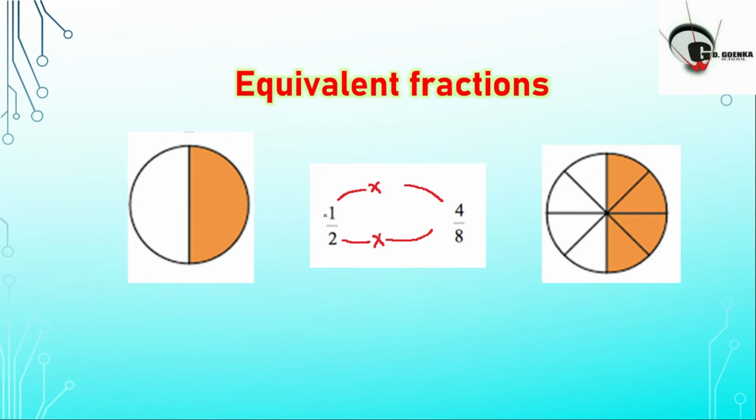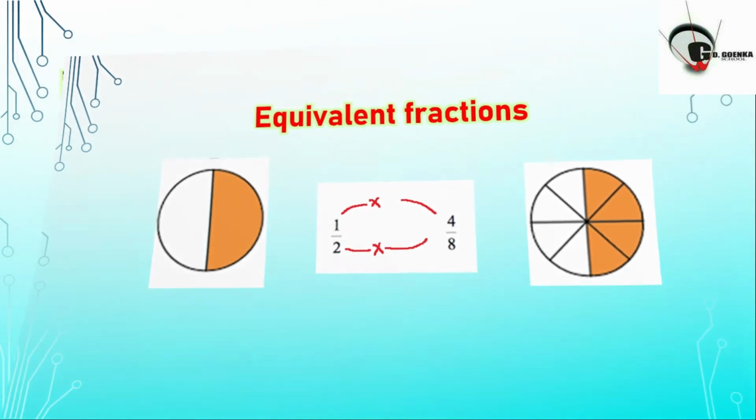Next, I have this 1 by 2 and 4 by 8. So I am going to multiply 1 by something so that I will get 4. That is 4. So I will multiply this 2 also by 4. So I will get 1 4 is a 4 and 2 4 is a 8. That proves that 1 upon 2 and 4 upon 8 are also equivalent fractions.